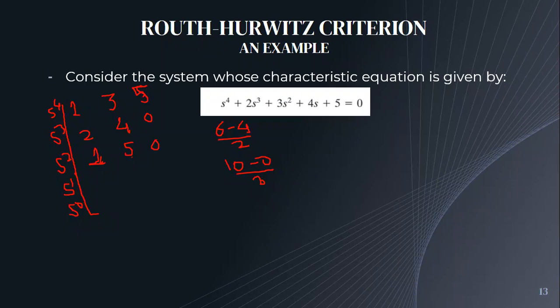Now if I move on to the next row, I will be finding the first term, which will be 1 into 4, 4, minus 5 into 2, that is 10, divided by 1. So I will get minus 6 over here. Similarly these two are 0, so 1 into 0, 0 minus 0, so I'll get 0 over here. Right. Again for the last row, what I'll be doing is minus 6 into 5, that is minus 30, minus 0 is 0, and I divide by minus 6. So minus 6 will get cancelled, I'll get 5 over here. Right. So this is how my Routh array will look like.